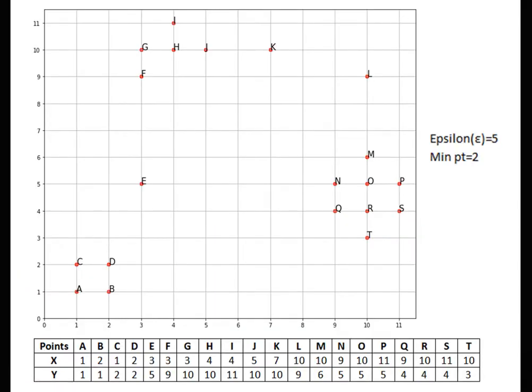Now start with the example. These 20 points are given. The data is in two dimensions, x and y coordinates are there. These are the points and this is the graphical representation of these points.